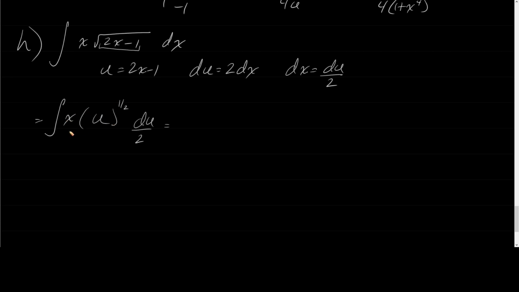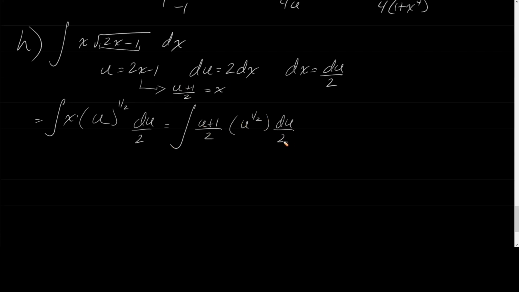So how do we do that? Well, let's look at this over here. From here, if I solve for x, add 1 to both sides, so I have u plus 1, and then divide by 2, so over 2. That's going to be equal to our x there, u plus 1 over 2. Alright? So now we can replace our x. So we have here u plus 1 over 2 times u to the 1/2 du over 2.